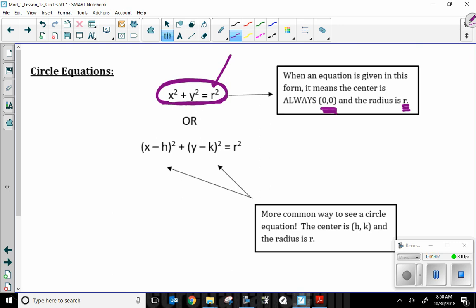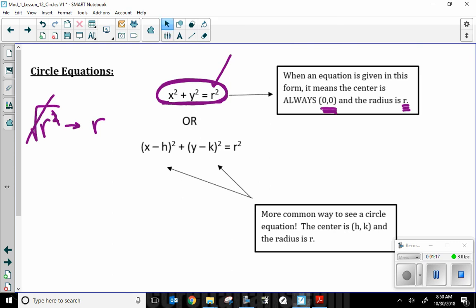So we'll have to figure out what r is simply by taking the square root of r squared. What does that mean? If I have r squared, but I want r, whatever value that is, I take the square root of it because those cancel. We'll do some problems like that if that seems a little confusing.